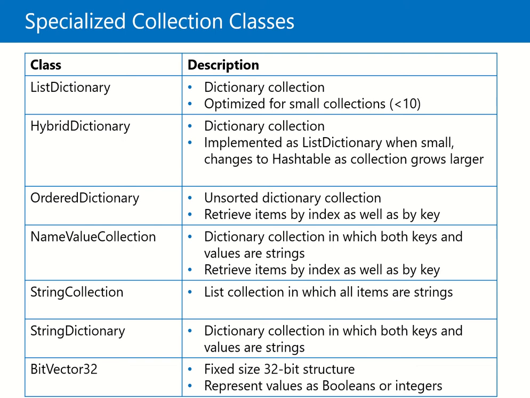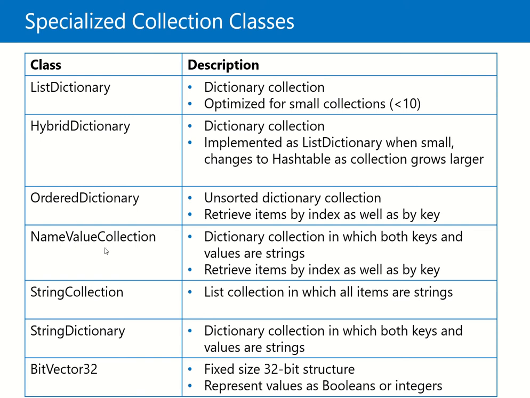OrderedDictionary is an indexed kind of dictionary class. It enables you to retrieve items by the key or by the index. It's very similar to the sorted list class, but it enables you to retrieve the item by key or by index, and it is not sorted, unlike sorted list.